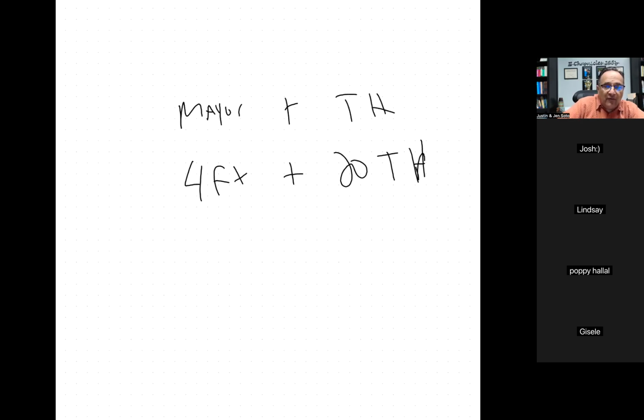He's not the tallest guy around, so he's 4 feet plus his 20-inch high top hat. And they want us to know how many inches is the mayor plus his top hat. Let's convert the mayor from feet to inches, larger to smaller. That's multiplying. 4 times 12 is 48. 48 plus 20, 68. All right.